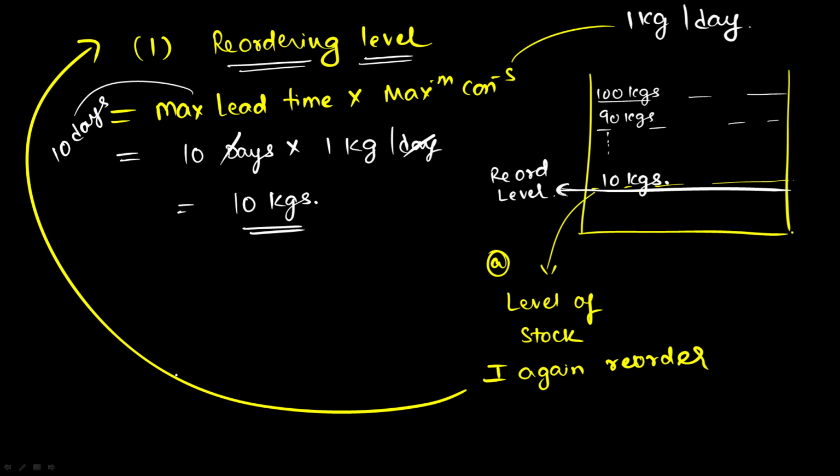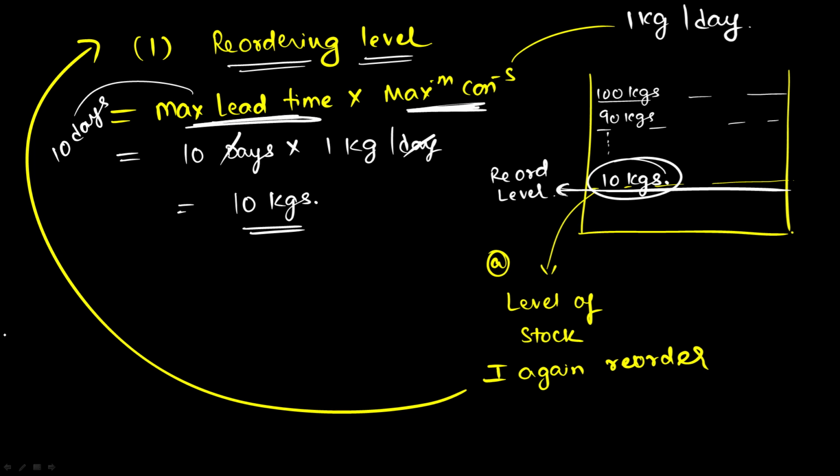What will you do with this 10 kgs? See, now you have telephoned him. The order will come in a maximum of how many days? 10 days. Per day you are using how much? 1 kg. So till the time your order comes, you can use this 10 kgs. First day, 9 kgs will be left. Second day, 8 kgs will be left. After 10 days, 0 kgs will be left, but now your stock has arrived.